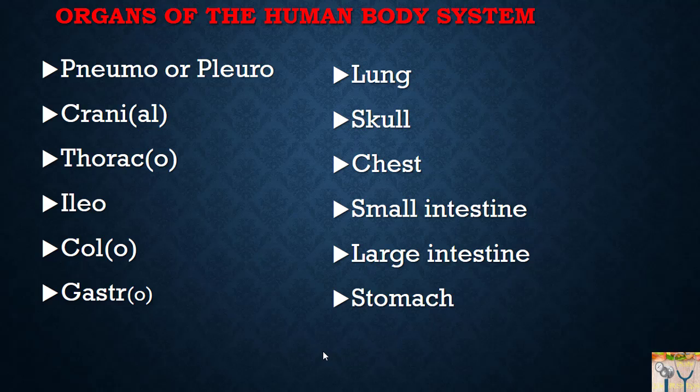Organs of the human body system. Pneumo or pulmo means the lung. Example, we have pneumonia, that is infection of the lung. Cranial. AL means pertaining to. Crani means the skull, so pertaining to the skull. Thorax means the chest. Ileo means the small intestine. Colon means the large intestine, and gastro means the stomach.